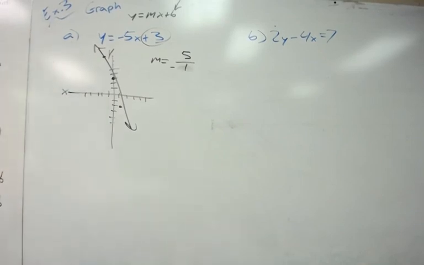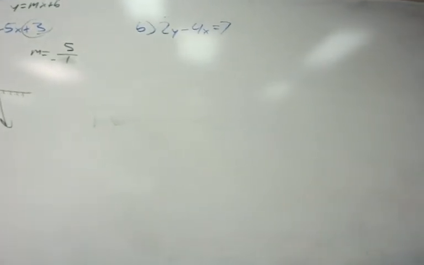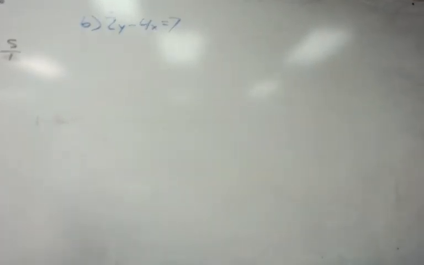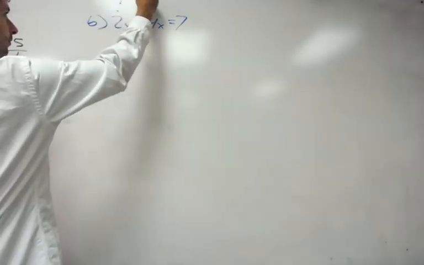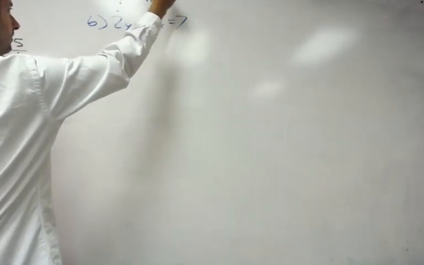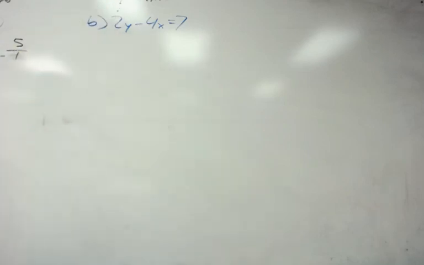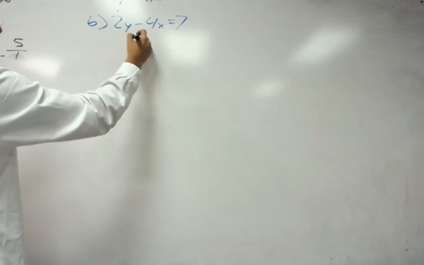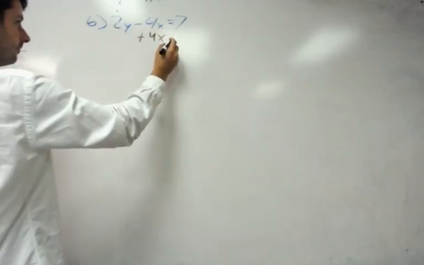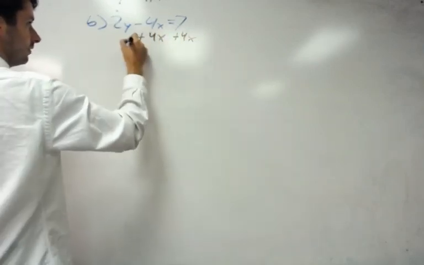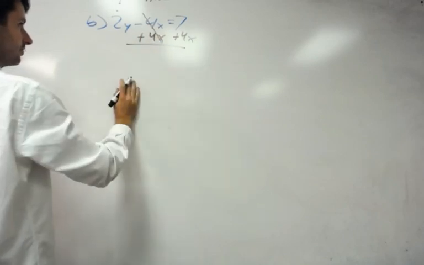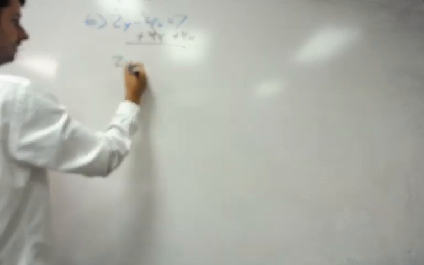Let's look at B. 2y minus 4x equals 7. Slope-intercept form is y equals mx plus b. The first thing we've got to do is isolate y. We've got to get y by itself. So what we want to do is add 4x to both sides. Negative and positive cross out. So we would get 2y equals 4x plus 7.